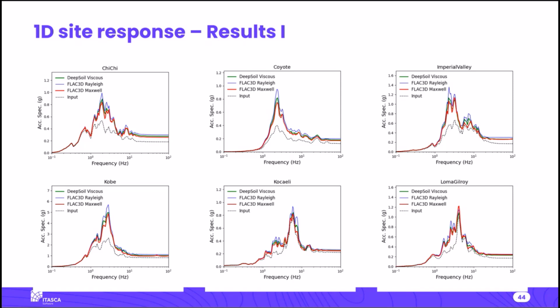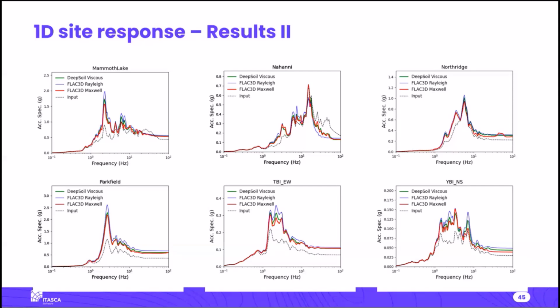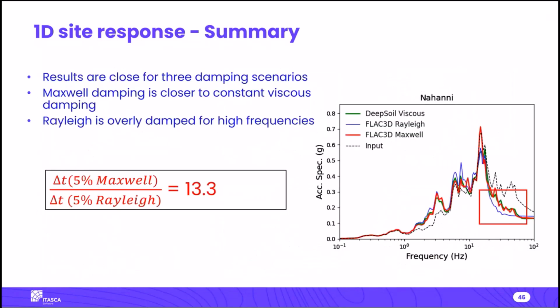And this is the other 6 input motions. Similar results, but I want to single out one result based on the Nahanni input motion. Why should I pick this one? Because this motion has a lot of high frequency content.